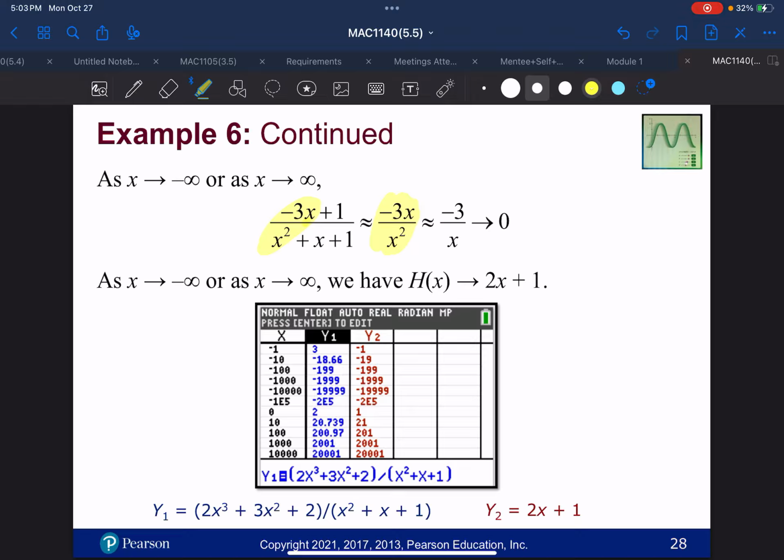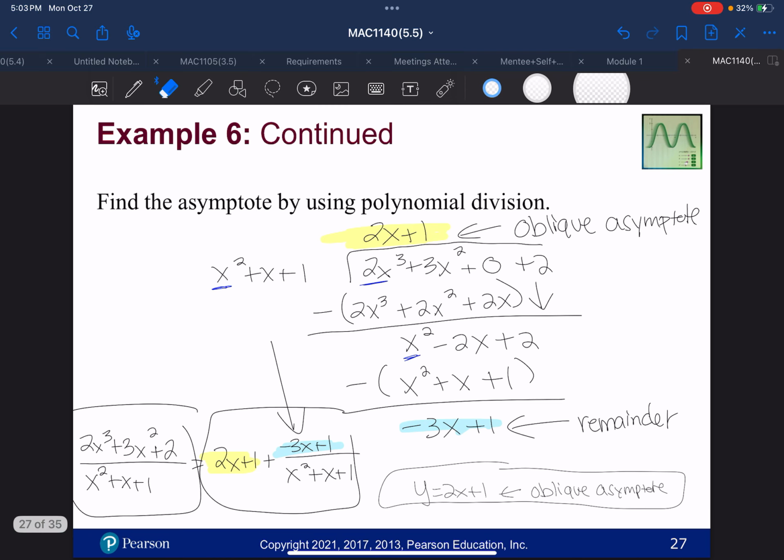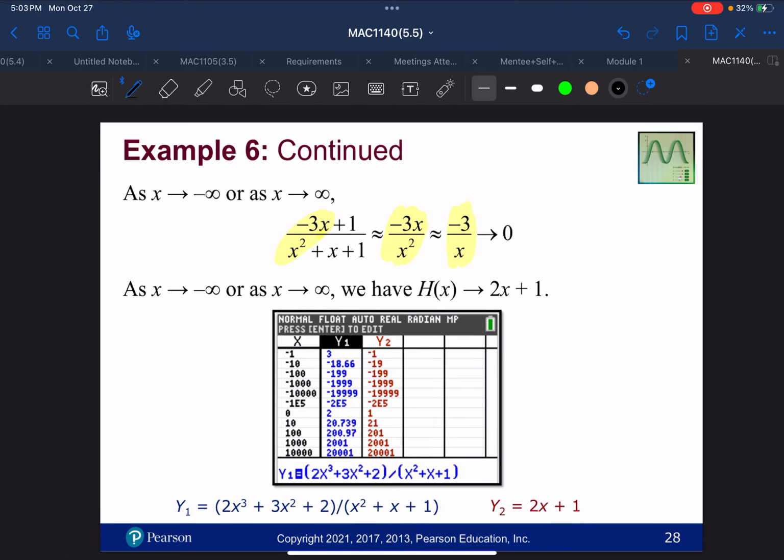And then x divided by x squared simplifies to 1 over x, so this is equal to negative 3 over x. And we have already seen that as x approaches infinity in the denominator, this will go towards 0. So as x approaches infinity, this whole thing will go to 0, so therefore my graph will go towards that 2x plus 1, which is that oblique asymptote. And with these asymptotes, these functions are usually going towards these asymptotes. So that makes sense.